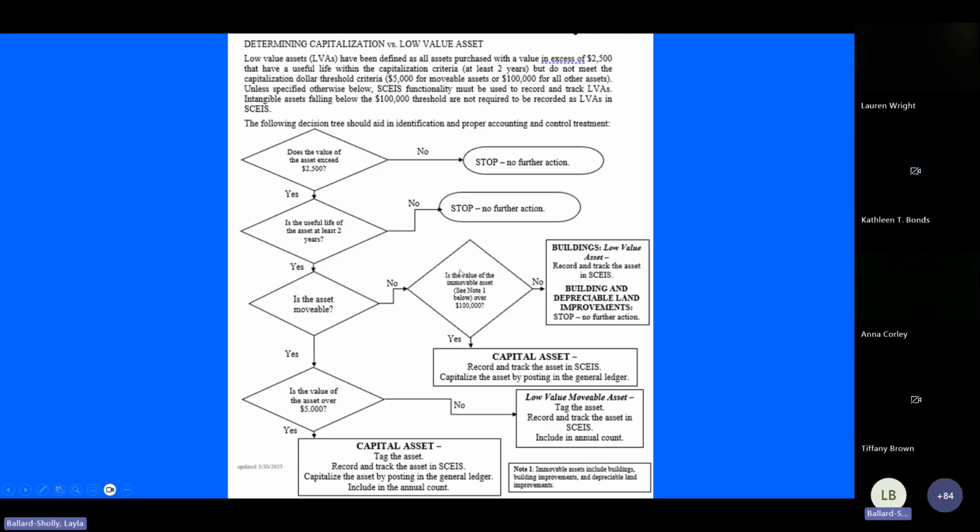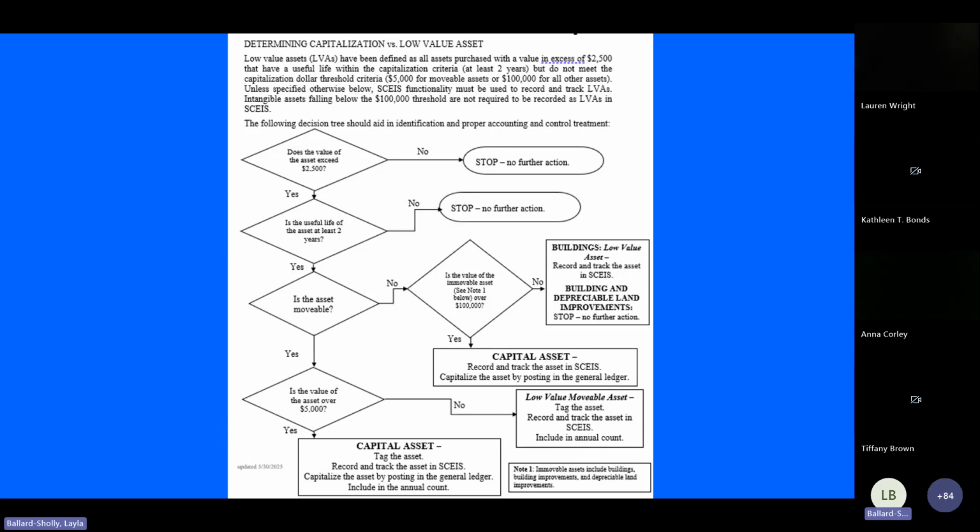The other thing I tweaked a little is for the rest of the assets that have that $100,000 threshold, buildings, you would still record and track in SKIS as low value assets because they are something that's easy to track and really should be tracked. But building improvements and depreciable land improvements, you're not required to do that.